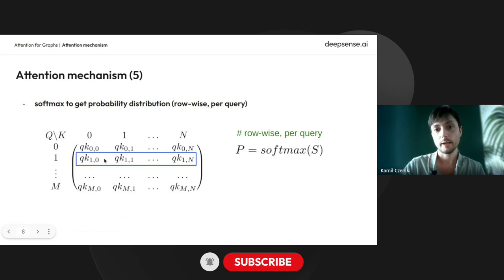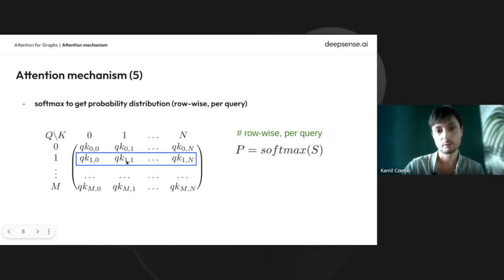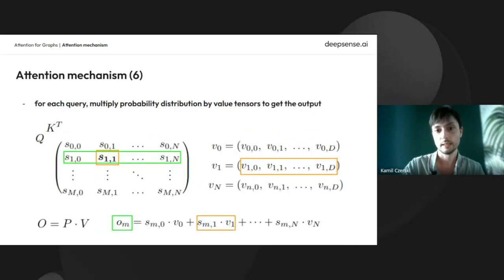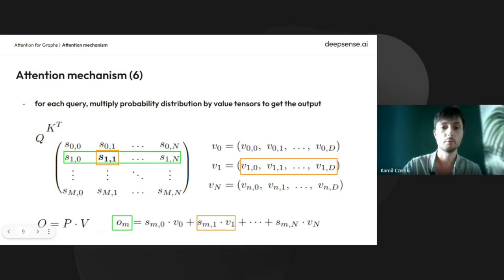And then we have unstructured numbers. They can be arbitrarily big or small. The naive attention mechanism uses softmax to get a probability distribution. And after the softmax, each number in this row, if you sum all of them, would sum up to 1.